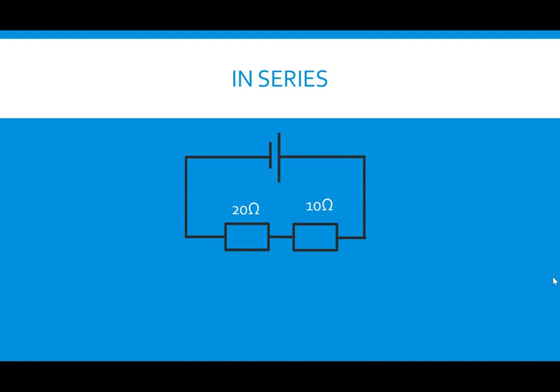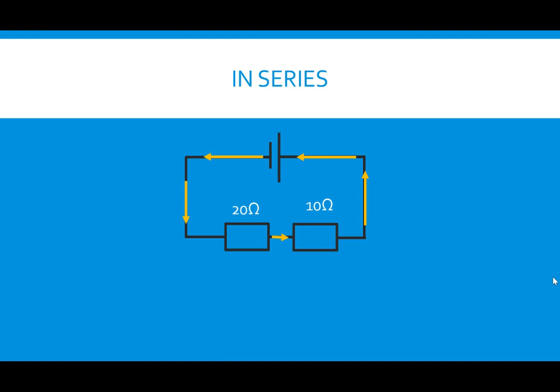So we've got two resistors, a 20 ohm resistor and a 10 ohm resistor. And the way to analyze circuits is to think about what the current is doing. So I've put on some arrows there. We've got the current flowing from negative to positive, so this is electron current. This is how the electrons are actually flowing in the circuit.